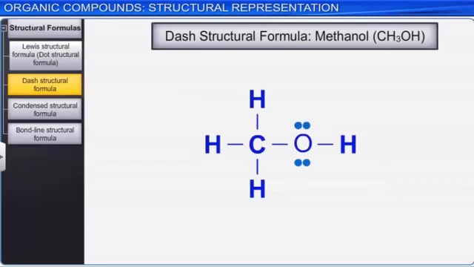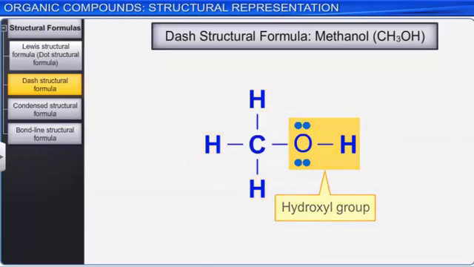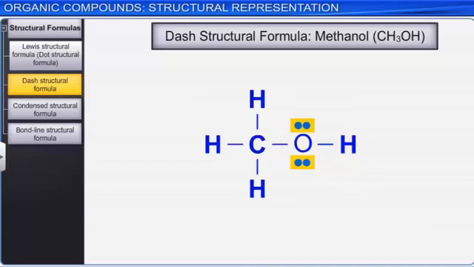In methanol, carbon is attached to 3 hydrogen atoms and 1 hydroxyl group. 2 lone pairs of electrons present on the oxygen atom of hydroxyl group are represented as shown here.